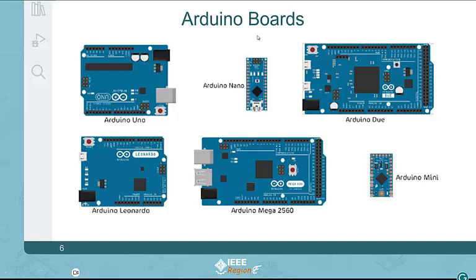There are different types of Arduino board. First, Arduino Uno, Nano, Leonardo, Mega, Mini, and other things. We are going to utilize Arduino Uno in our course, which is simple.